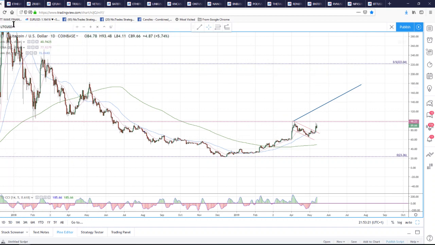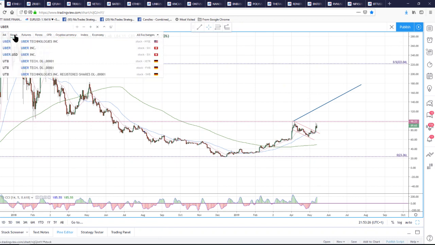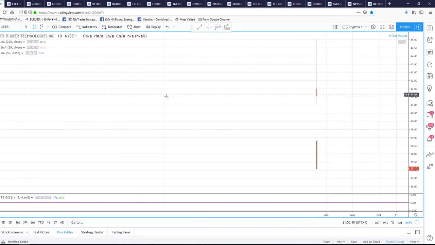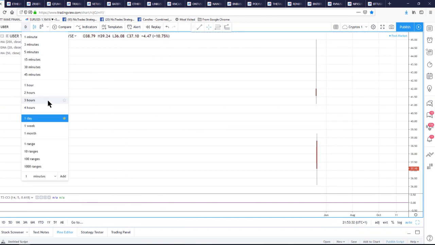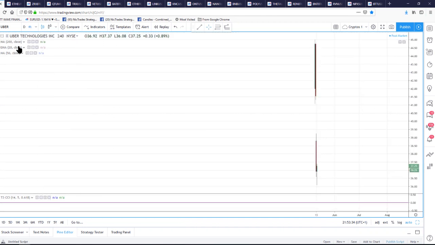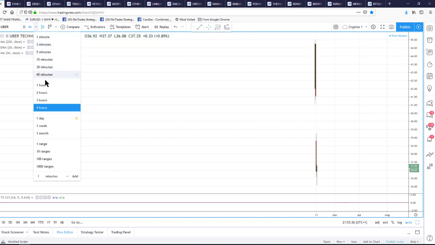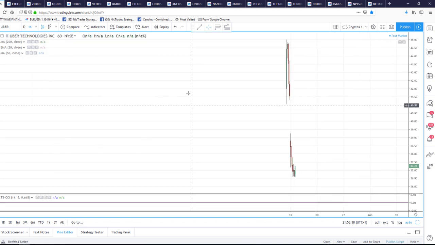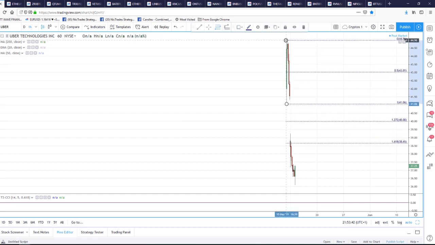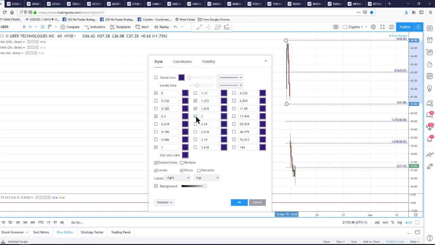Just for fun, can we look at Uber? Okay, here we go. Here's a cool trick. Let's see if that's going to work today. Don't know if it will. It might do. So here was our opening rally. Let's see if we hit fib 2.24. Cool.